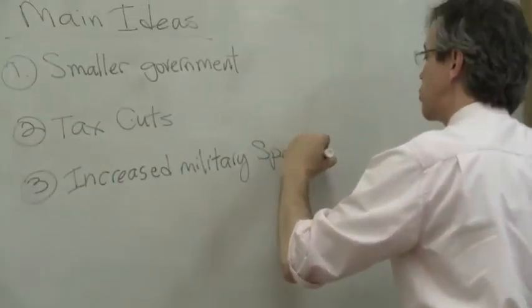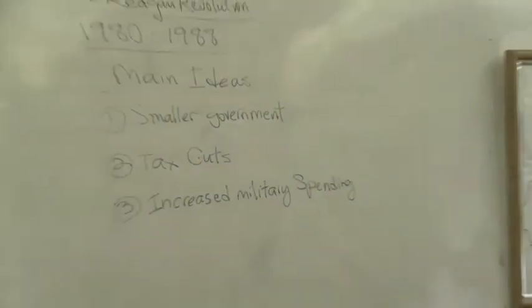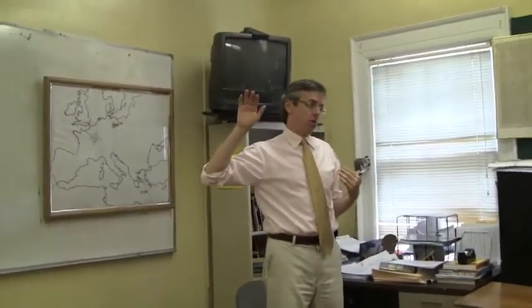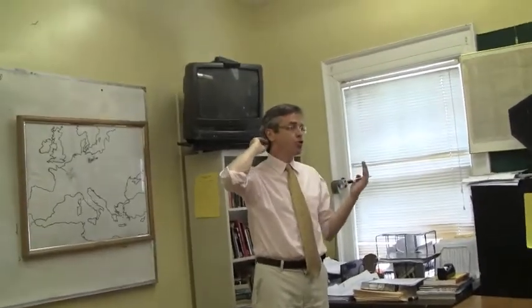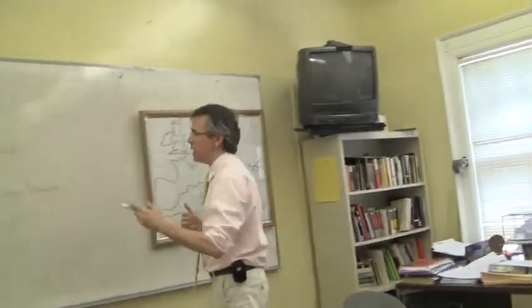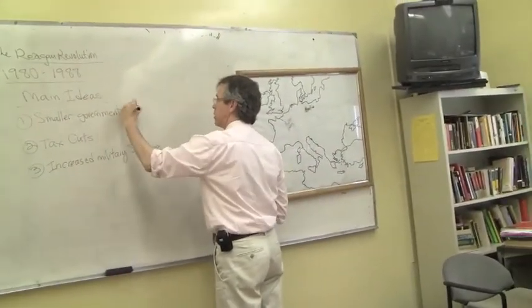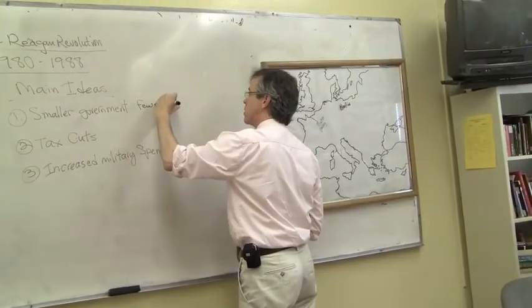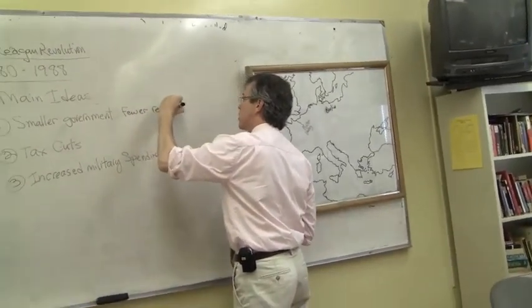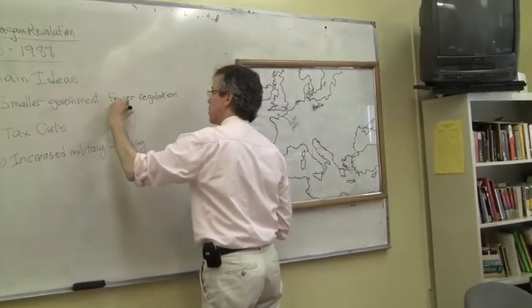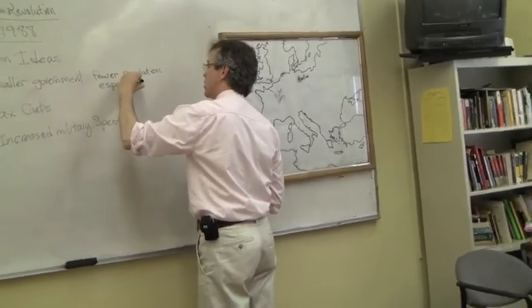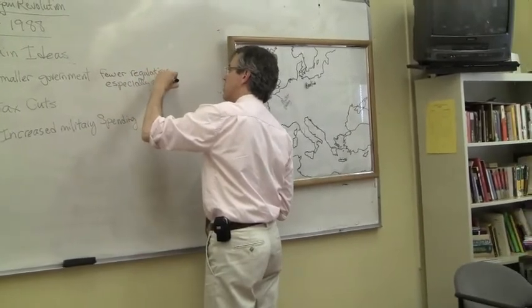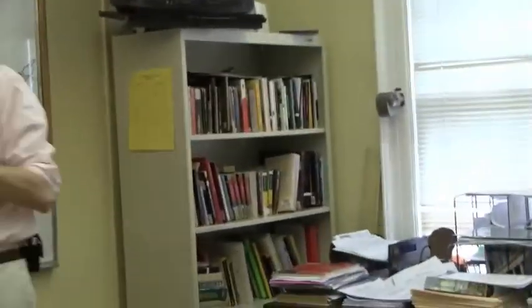That's not quite true, but that last point. Okay, this is what Ronald Reagan is about. Smaller government with less rules for people, especially on business. Okay? So smaller government, fewer regulations, especially on business.